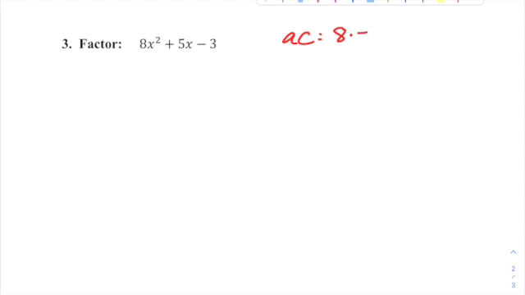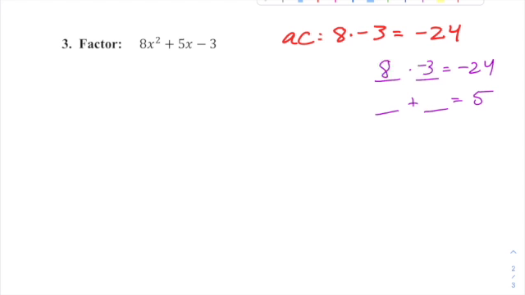So 8 times negative 3, that's your first step. Negative 24. And now I'm looking for two numbers that multiply to be that negative 24. And the same two numbers have to add up to be the middle term there, which is positive 5. What two numbers will do that? That would be 8 and negative 3. Hey, sometimes it's the same numbers you actually just did. It could be a possibility, remember? So you got the two numbers. What do you do with them?